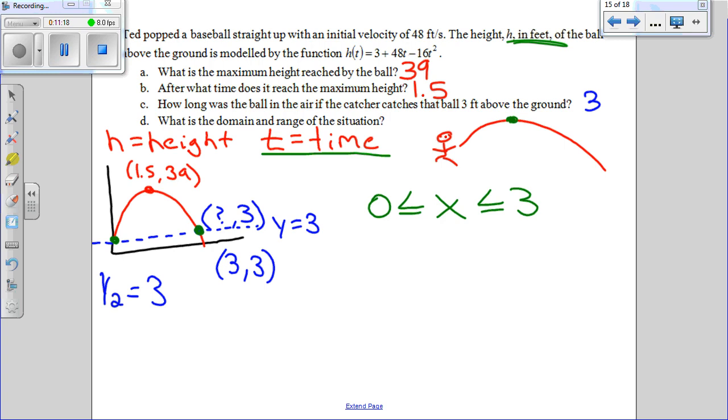So you have to figure out the lowest point. Do we know the y-intercept, when he hit the ball? Is there a quick way to find out what it is? 3. How do you know it's 3? Because it's in general form and it's your c value. So 3 is actually your y-intercept, and it's when he catches the ball. So the lowest height this ball ever hits is 3 feet.